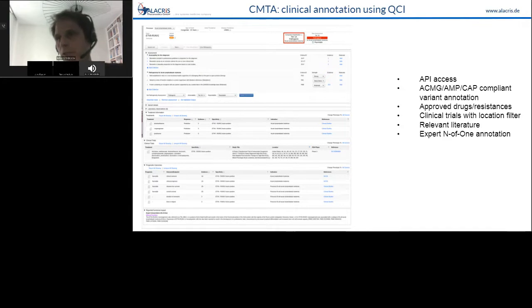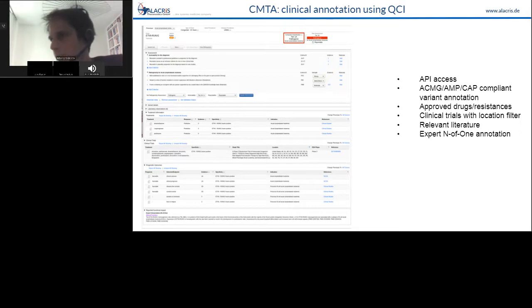Now, if you go one level deeper and look at one individual finding, again ETV6 RUNX1, you get a plethora of additional information. So there are guidelines for approved drugs like NCCN or EMA. You get literature evidence on the functional predictions and preclinical studies. There's a section on clinical trials, which you can filter using the country or location you're interested in.